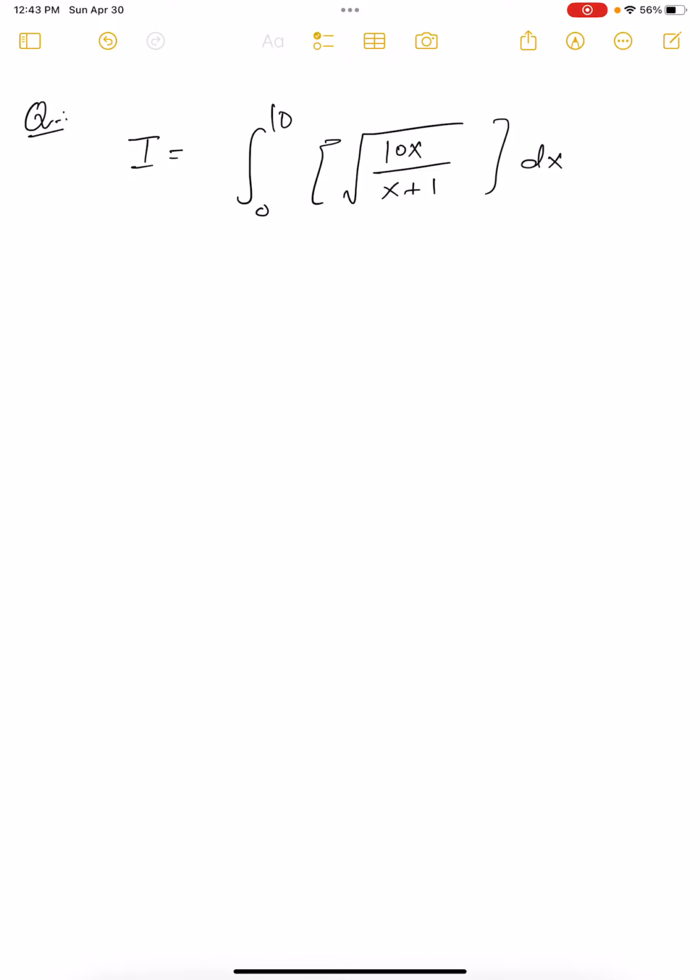Hi, so in this video we will solve this integral from 0 to 10 of the greatest integer function of square root of 10x over x plus 1. So what is the meaning of this greatest integer function?